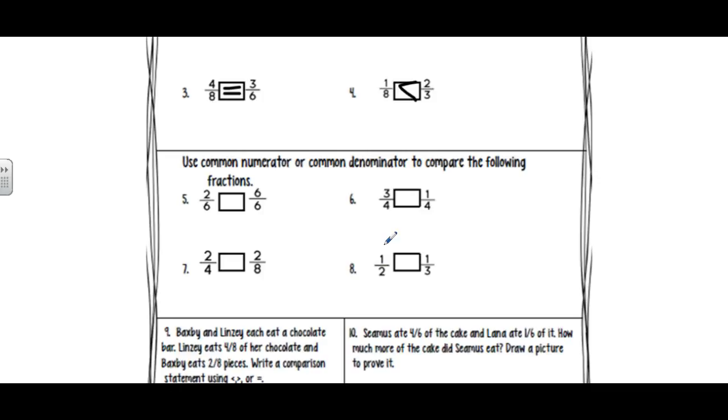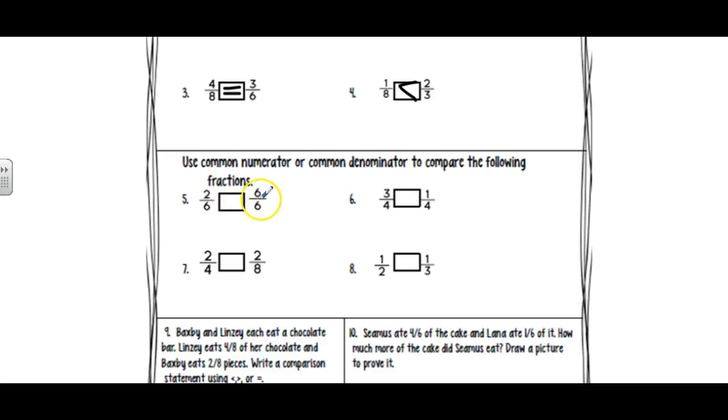Use the strategies that you've learned for same numerator and same denominator, and use that to solve these problems. Once you have them done, I want you to push play so you can check your answer.